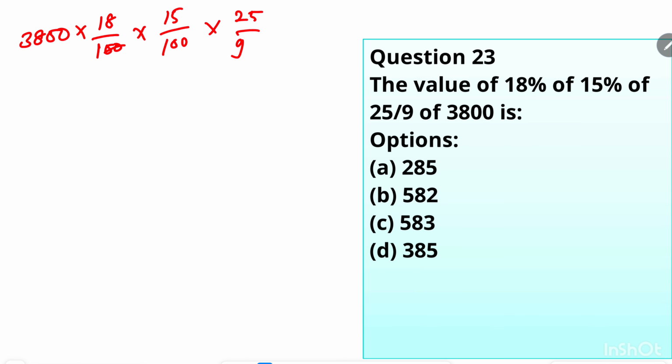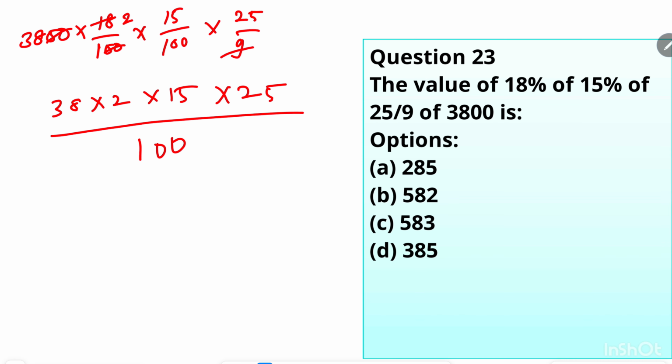So you can cancel these two zeros with these two zeros, right? We can further divide this 9 with this 18 in two times, right? So if you see the number what you have got here, 38, 2, 15 and 25, this is the number. And upon this 100 you have, further you can divide this 100 four times. If you try to divide by this 4, then it will be 19 and 2, these two can be cancelled. Any number which we will get, 19 into 15, that will be our answer.